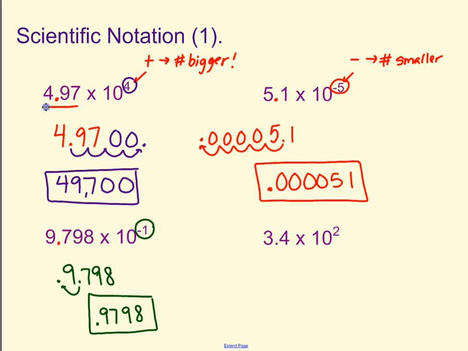And our last one, 3.4 times 10 to the 2nd power. Look at your exponent. It's positive, so we need to make our number bigger. So 3.4. To make this bigger, we're going to move the decimal to the right once, twice. And we're going to move it twice because that exponent was a 2. Fill in with a 0. So our final answer is 340. And that's how we go from scientific notation into standard form.